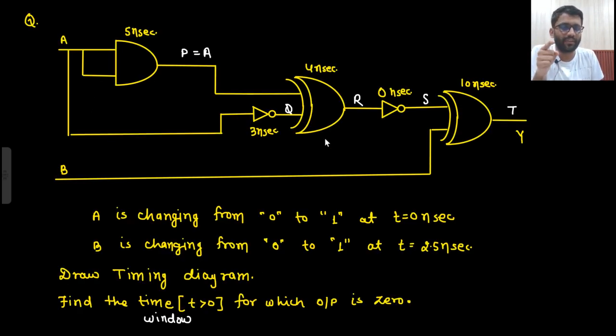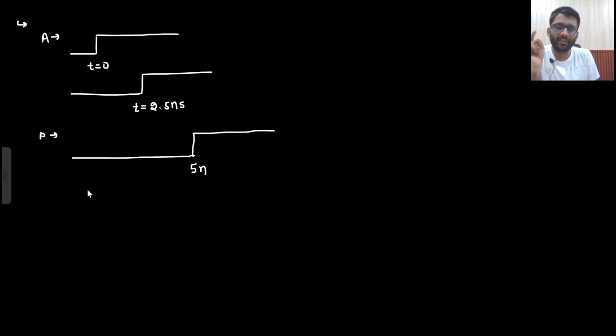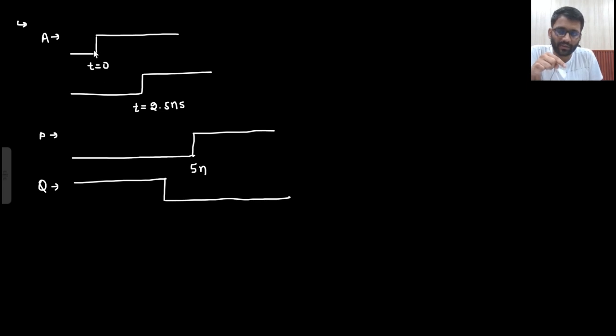Now here Q comes. Q is A bar with 3 nanosecond delay. So this is your Q. Q is A bar. So 1 to 0 it will go, but with 3 nanosecond delay. So this is changing at t equals to 0. So this will change at t equals to 3 nanosecond. Are you getting this point? This will be 1 to 0 but with 3 nanosecond delay.